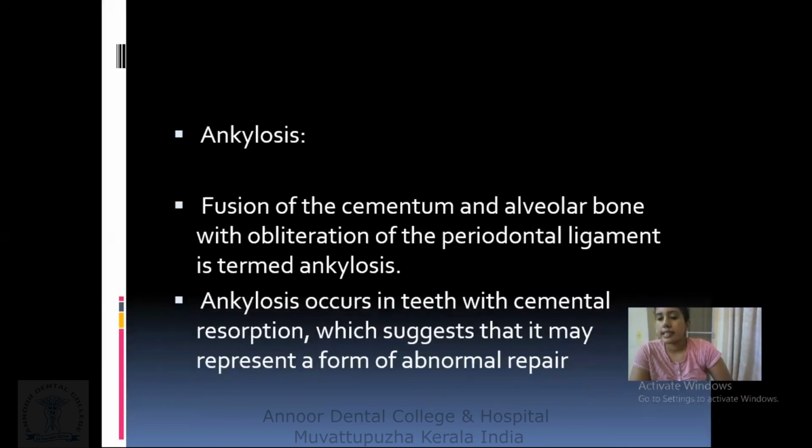Now, the last one is ankylosis. What is ankylosis? Ankylosis is a fusion of the cementum and the alveolar bone with obliteration of the periodontal ligament. That is termed as ankylosis. Ankylosis occurs in teeth with cemental resorption, which suggests that it may represent a form of abnormal repair.